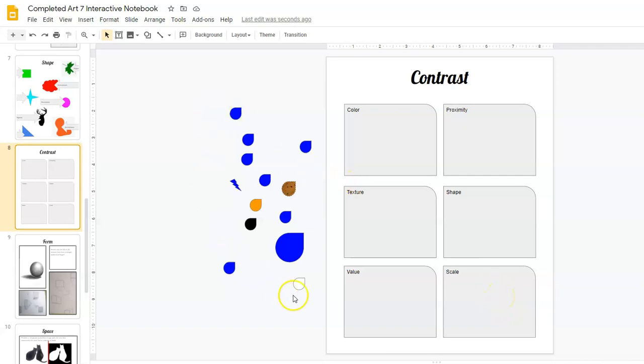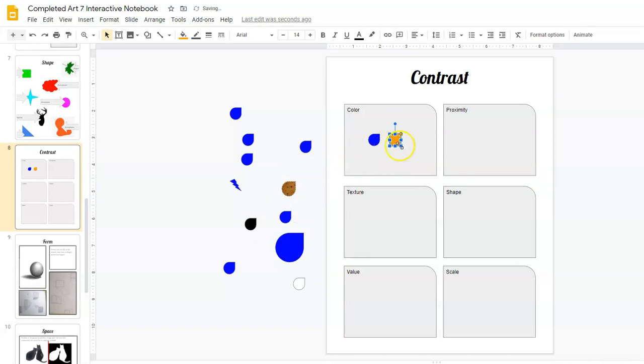So if I look at all of my shapes over here, my 2 opposite colors are going to be blue and this orange right here, because those 2 colors are opposite each other on the color wheel. So those are my 2 contrasting colors.